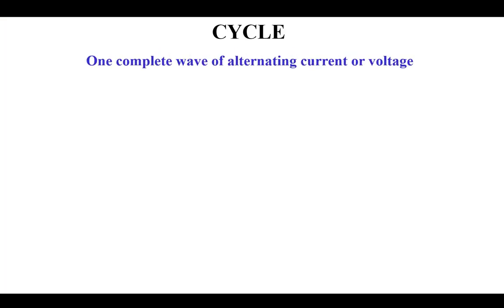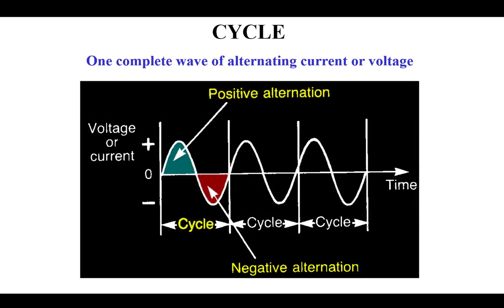Let's talk about some terminology associated with waveforms. First thing is a cycle. A cycle is one complete wave of alternating current or voltage. So we have half of a cycle here and another half of a cycle here. And this is in the positive realm, so we call it the positive alternation. And then we call this the negative alternation.